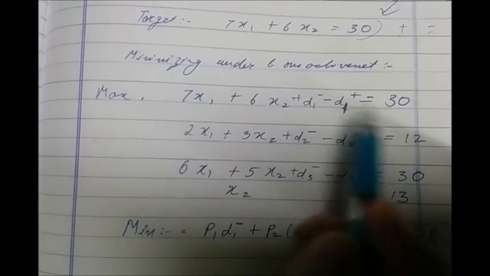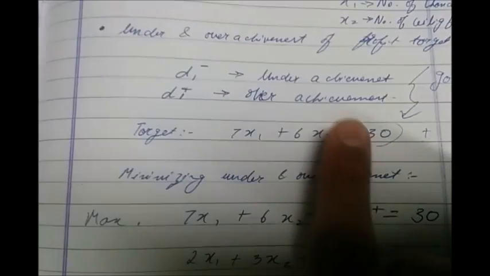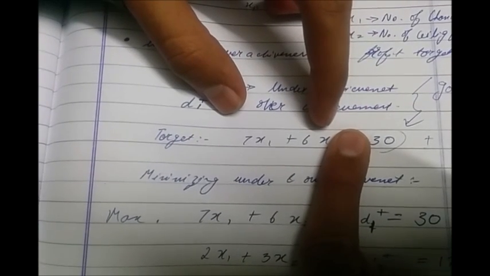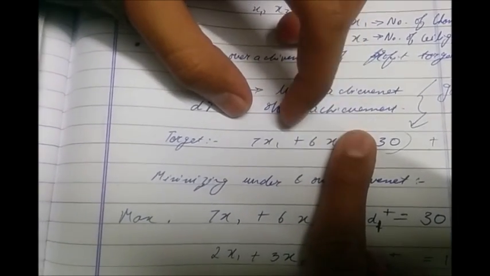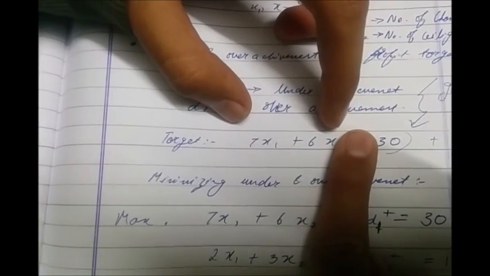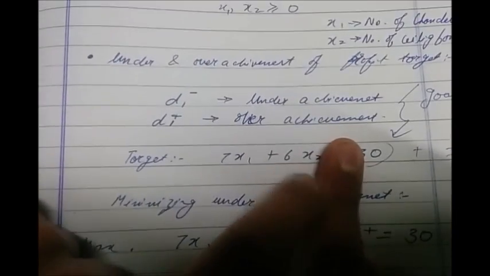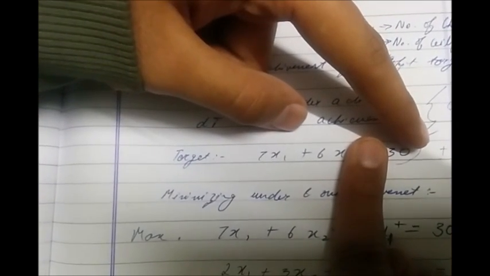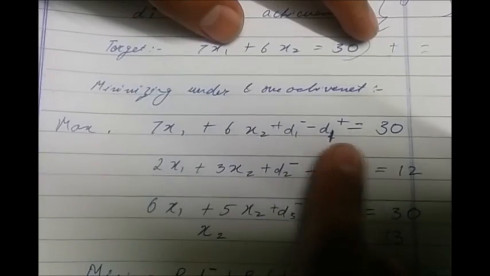Now how did this equation come? So here my purpose is to attain exactly 30 of profit. So I'll put an equals to. Now if it is an underachievement, that is d1 minus, then the LHS will be something lesser than 30, say 28. Now to make this equation equal, I need to add that 2. So I will add that d1 minus. That's why the d1 minus will come up with a positive sign. Now again, if I overachieve this, then the LHS will become something more than 30, say 32. So I will have to deduct that 2 to equalize the situation. That's why the overachieved deviation will be subtracted. That's why the overall equation will become 7x1 plus 6x2 plus d1 minus minus d1 plus is equal to 30.